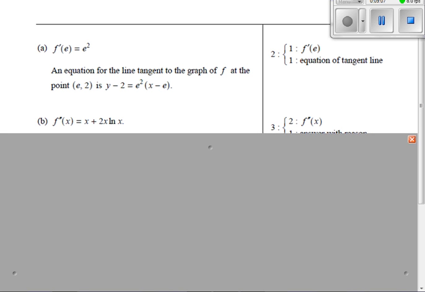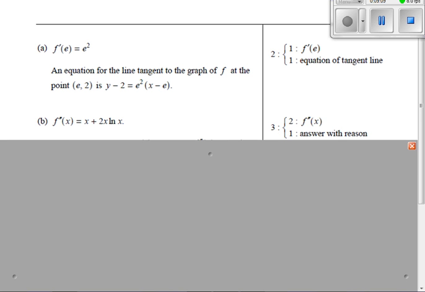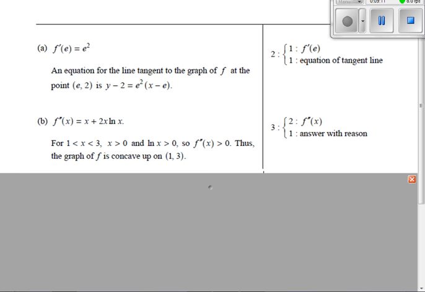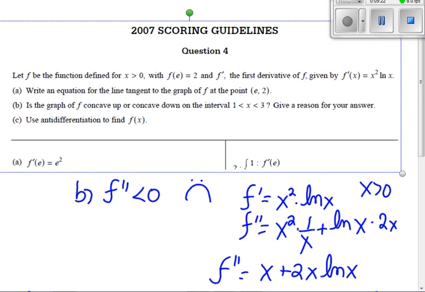So there's my derivative. I got 2 points for the second derivative, 1 point for the answer and the reason. Did I read the question wrong? Oh, it asks if it is? Oh, so it's concave up. Why did I do concave down? Oh, I've only read half the question. Sorry. Make sure you read the whole question.